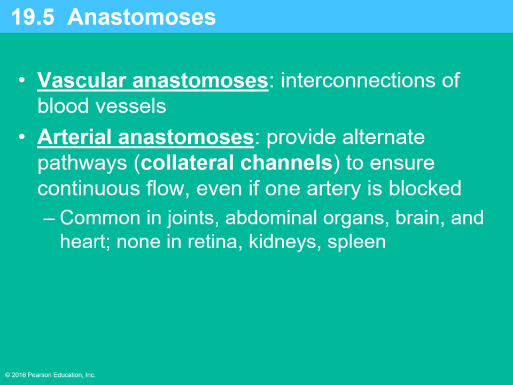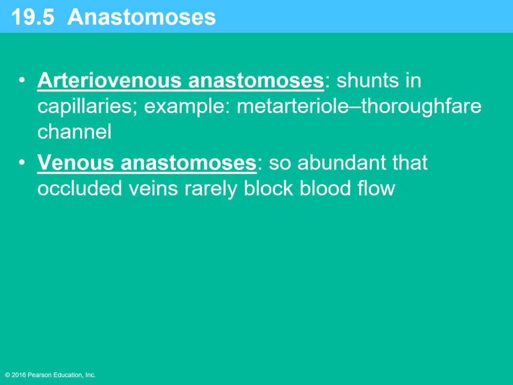Anastomosis are interconnections of the blood vessels. Sometimes you have these interconnections with the arteries to help ensure that if one artery gets blocked, you're still going to ensure blood flow to a particular area. This is common in joints, in a lot of the abdominal organs, certainly in the brain and in the heart, so that, say, you have a blockage in one artery, you still are supplying the nutrients to the areas involved there.